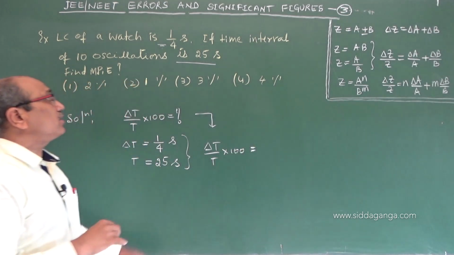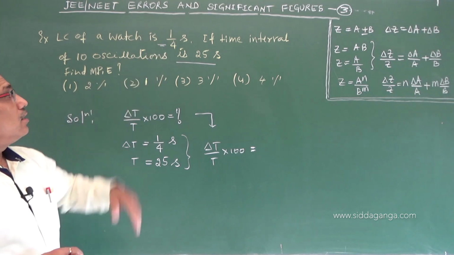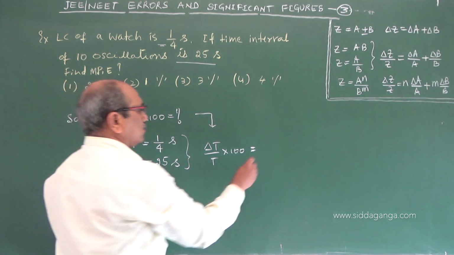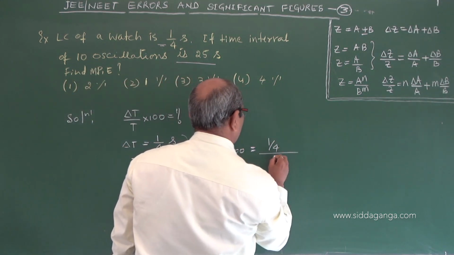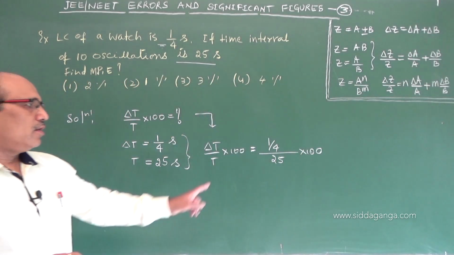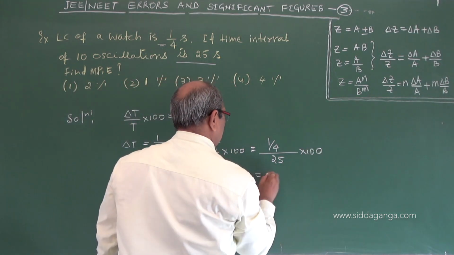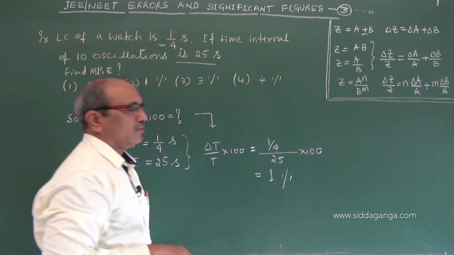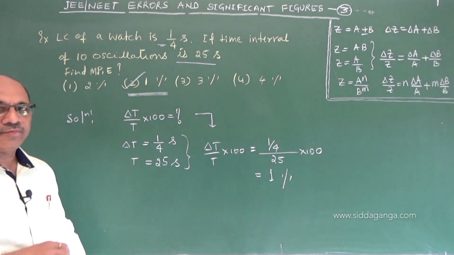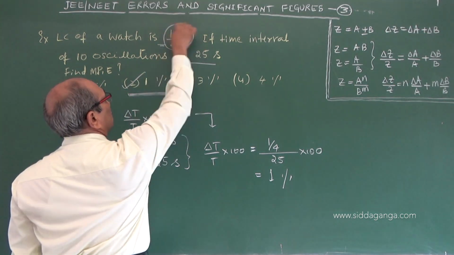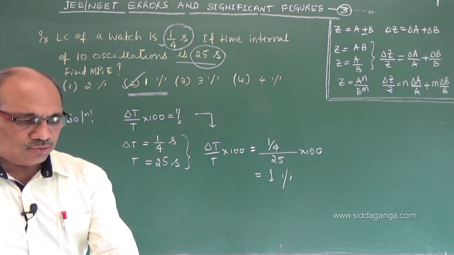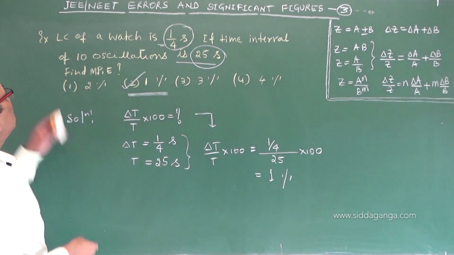I think you have followed. Both are given directly. The minimum magnitude measurable in the time interval is 1/4 second. So it is 1/4 divided by 25 into 100. 25 4 times, 4 times, this becomes 1%. So simple problems. So this is the right option you got. It is the least count and this is the measured value. Least count by measured value into 100 gives you the percentage error. Let us go to the next one.